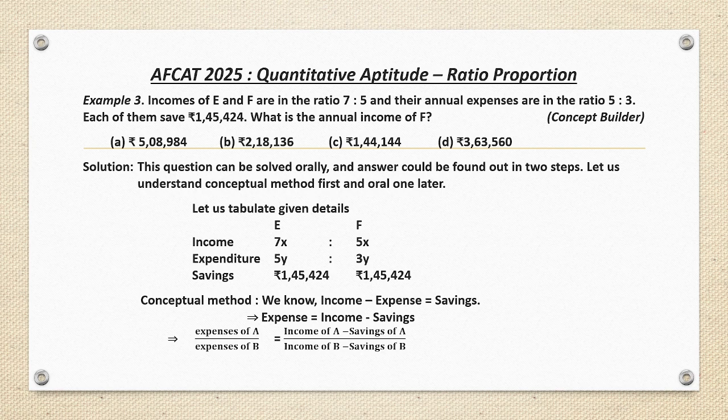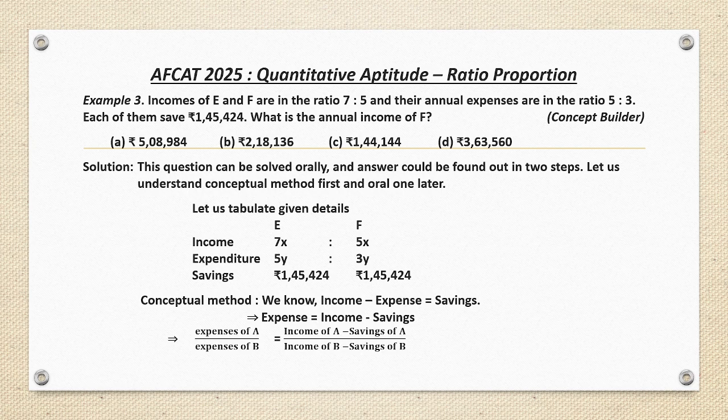What is the ratio? The incomes are in the ratio 7:5, that is 7x to 5x. And the expenditures are 5y and 3y. Sorry, if you put x, again it will become income, so expenditure let us denote by y: 5y to 3y. And the savings is given as 1,45,424. Both of them save the same amount.